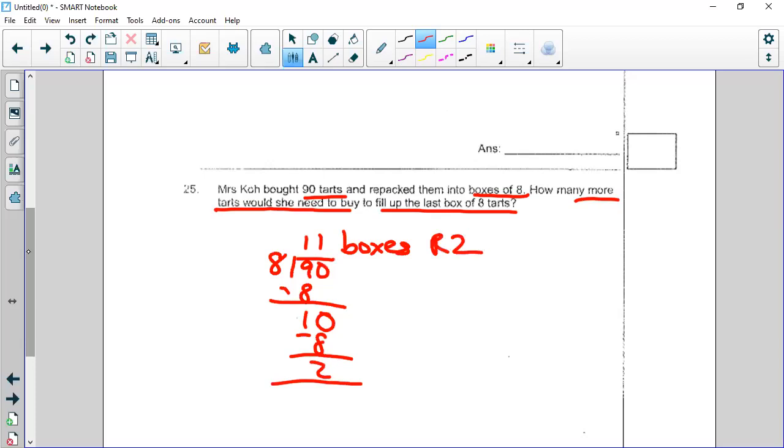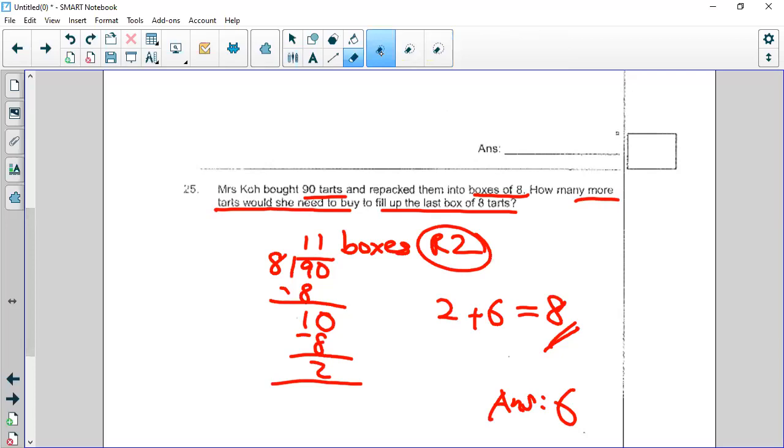And these 2 tarts are not enough to put into a box. So how many more will she need to fill up the last box? The last box cannot be filled up because there's only 2, right? So you need to take 2 plus another 6 more to get boxes of 8. She will need another 6 more tarts in order to get boxes of 8. Got it? So 6 more, right? Some of you can't do it maybe because of the language, you don't understand what it's talking about. All right, so you need to understand, because if you don't understand, it's a bit hard to solve already.